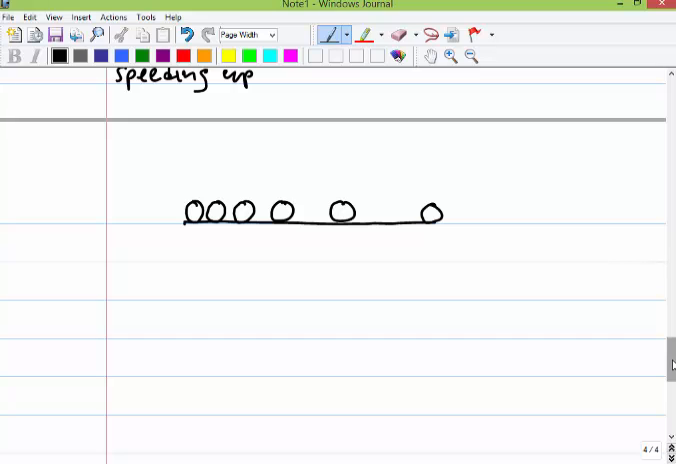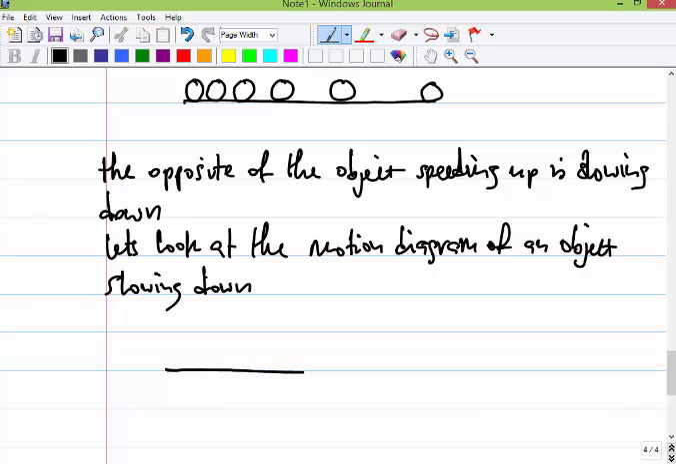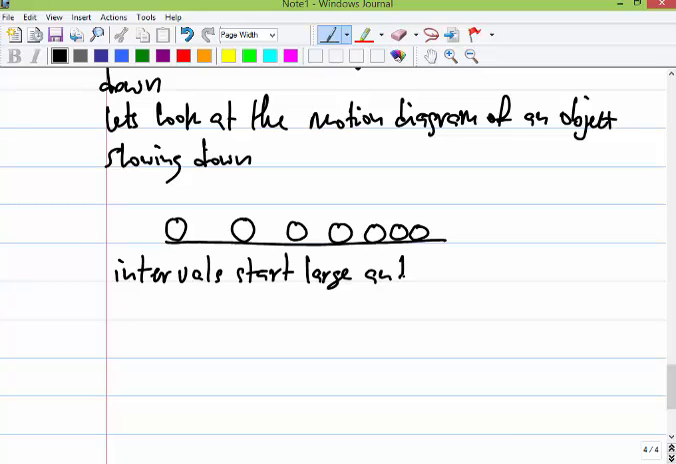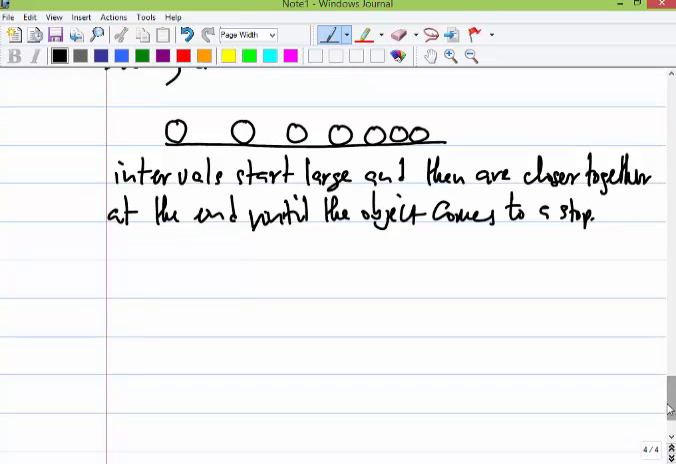The opposite would be an example of slowing down. Let's look at the motion diagram for an object slowing down. This time I will just draw the completed motion diagram. So here is the diagram again, this time for an object slowing down. The object starts off, the intervals are larger as you can see, and then they get smaller as the object slows down. Intervals start large and then get closer together, and are closest together at the end until the object comes to a stop.